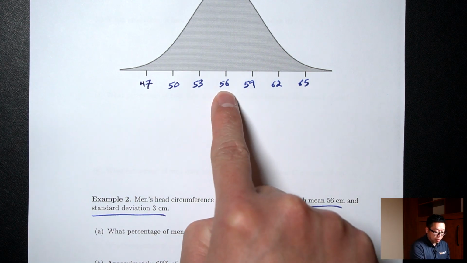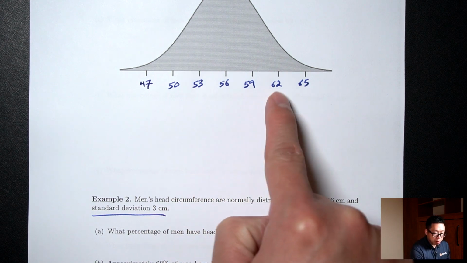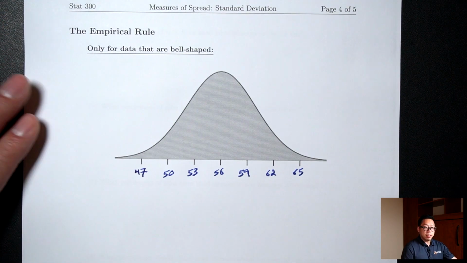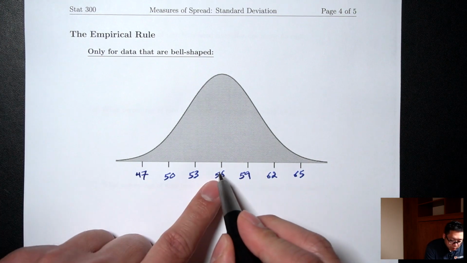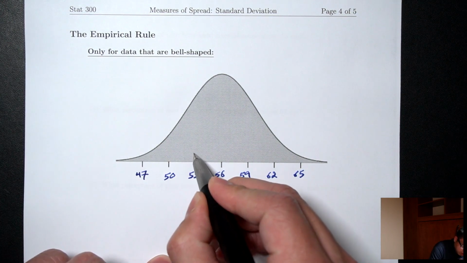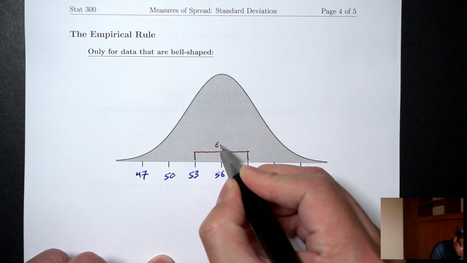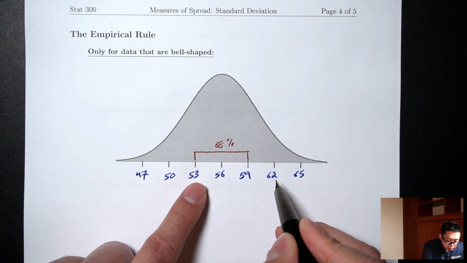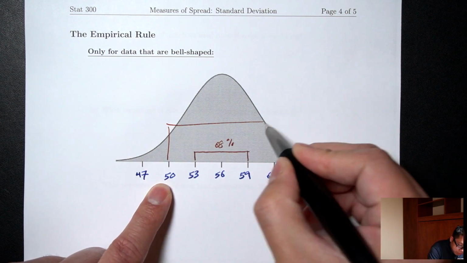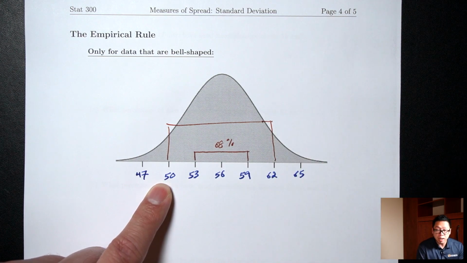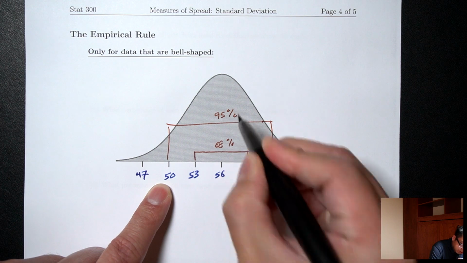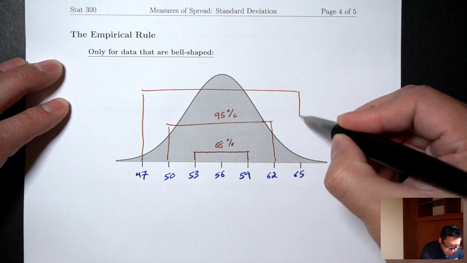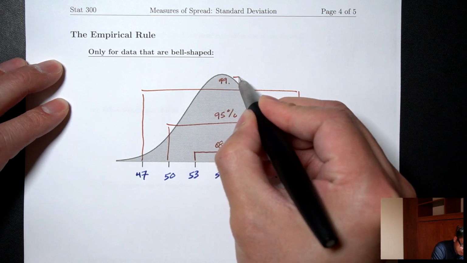So put the mean in the middle. And then use your standard deviation and add up 3 times. Subtract down 3 times. And what the empirical rule says is that between one up, one down from the mean is 68% of your data. Between 2 up, 2 down is 95% of your data. Between 3 up, 3 down is 99.7% of your data.